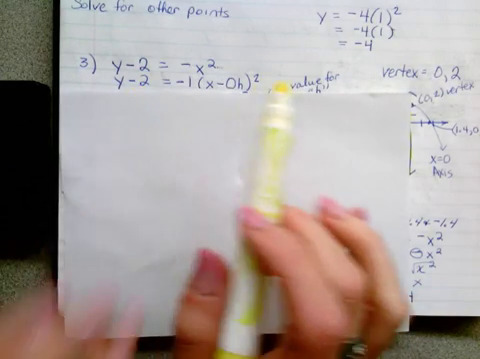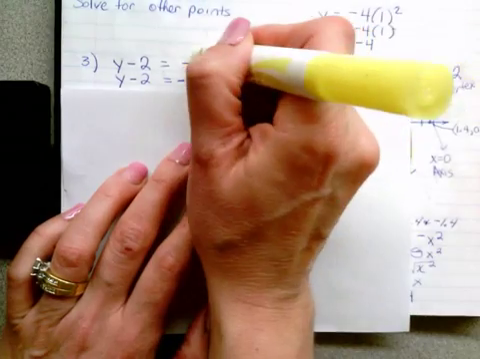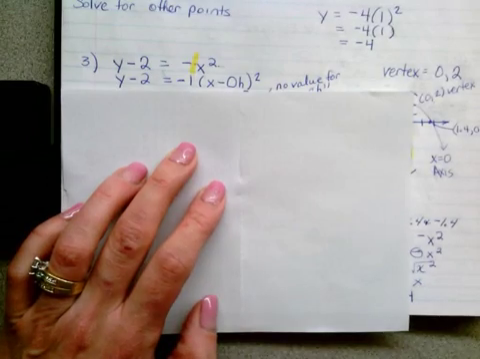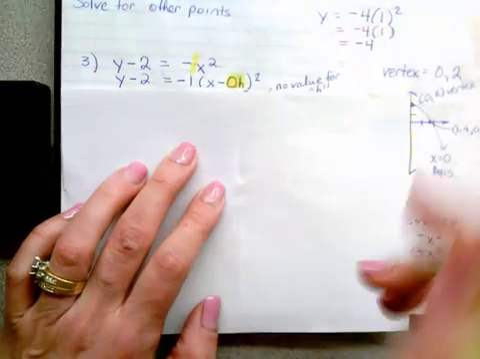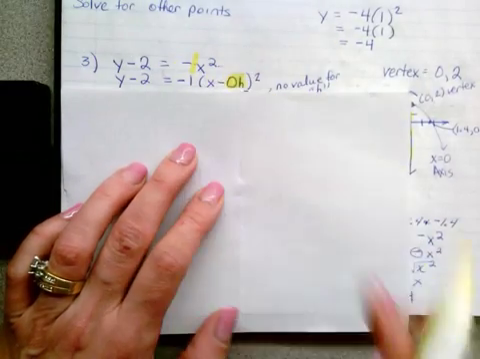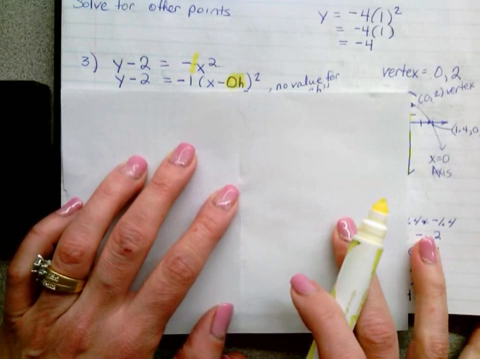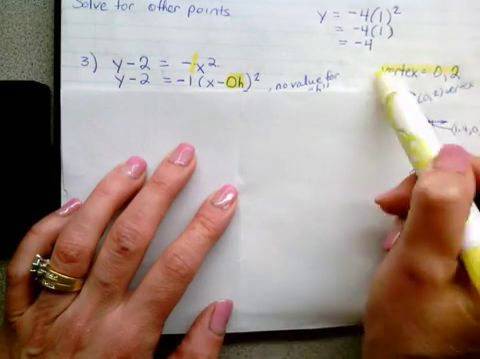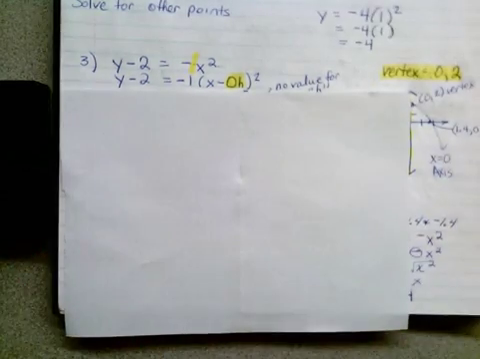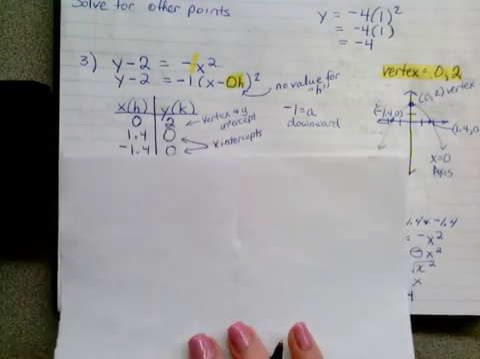If I factor the 1 out of the x squared and then create a 0 in the h position, because since there's nothing here, that's what that means, I now am able to uncover my vertex. My vertex is 0, 2. Okay? My vertex is 0, 2.